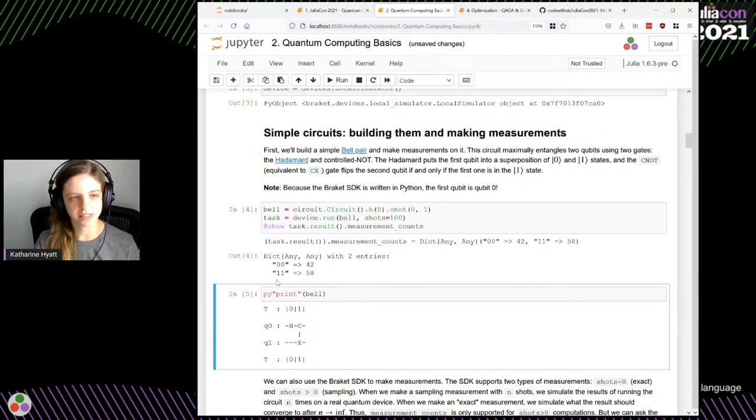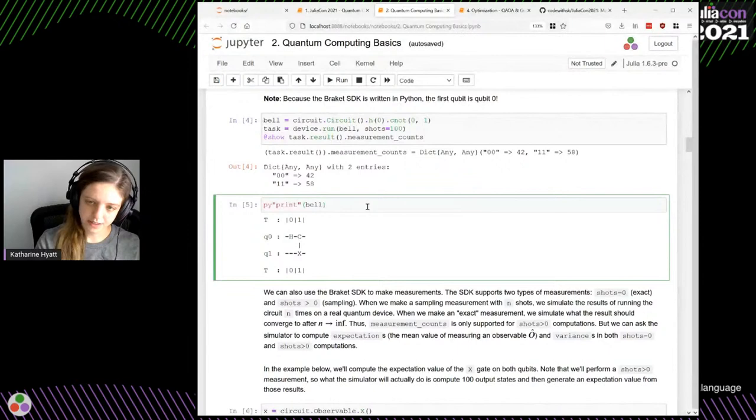And that isn't that surprising because, as I said above, we're constructing a Bell state. The qubit on zero starts in the zero state, and then we put it in a 50-50 superposition of 0 and 1 with Hadamard. And then 50% of the time we flip the second qubit using controlled-NOT. So it's actually pretty reasonable that we would get 0,0 and 1,1 out at the end.